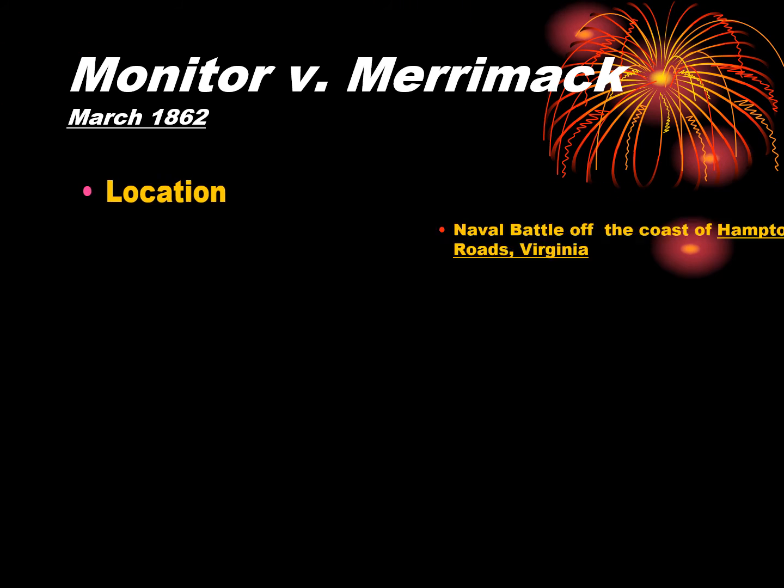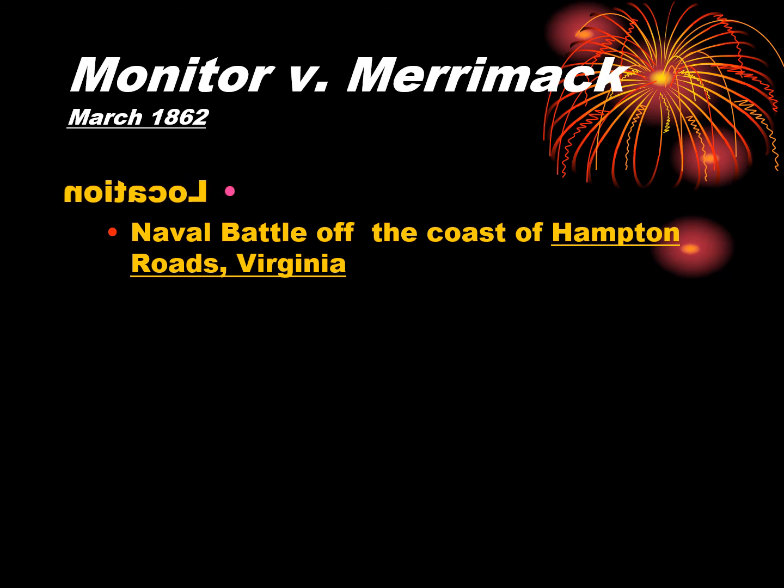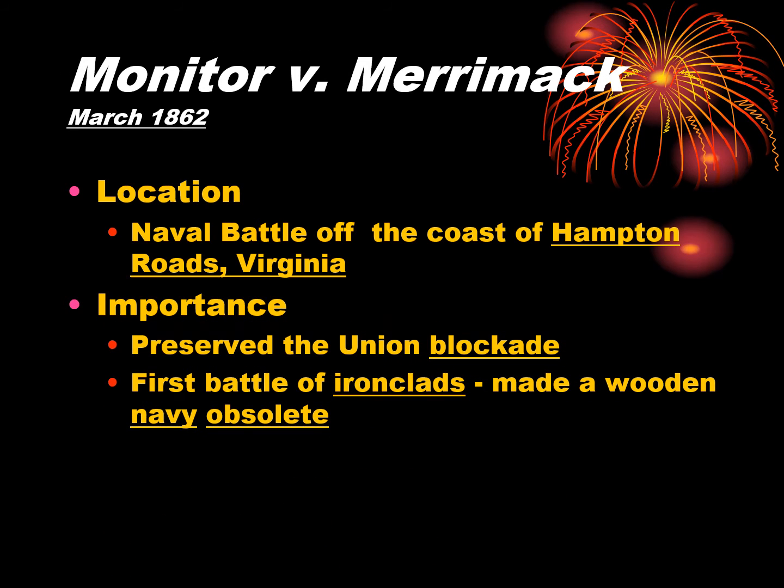All right, next up, here we have the Monitor versus the Merrimack. So this is in March of 1862, and this is a naval battle off the coast of Hampton Roads, Virginia. Now, its importance is a couple things. One, part of the Union strategy, their goal was to block off those southern ports, and this particular battle helps to preserve that. Because you see here, this is the first battle of the ironclads. Basically, these are ships made out of metal, or at least with metal armor on them.